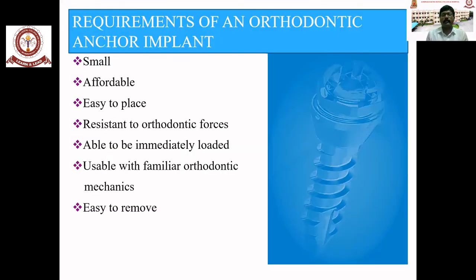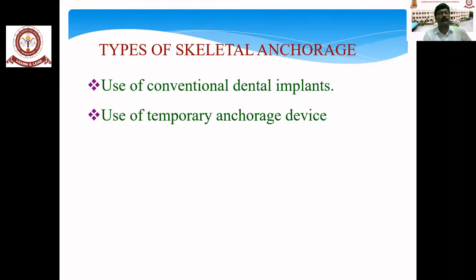So what are the requirements of an orthodontic anchor implant? It should be small, affordable, and easy to place. It should be resistant to orthodontic forces, and you should be able to load it immediately. It should be usable with familiar orthodontic mechanics, and with the use of a temporary anchorage device, it should also be easy to remove once the work is over.